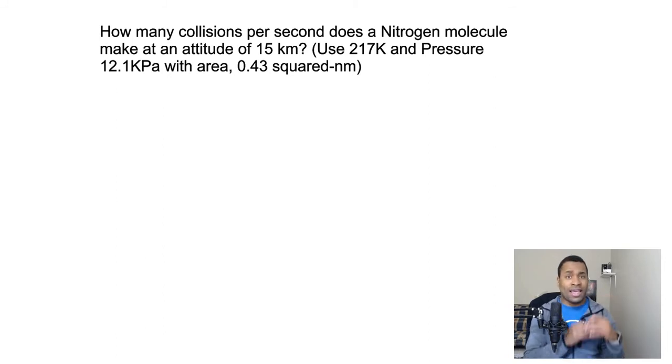And here in that particular region, we need to take into account conditions necessary like the temperature, which is measured in Kelvin, 217, and pressure to be around 12.1 kilopascals, and the area of that particular cross section of the tube, we'll call it the collision tube, to be around 0.43 square nanometers, or nanometers squared.